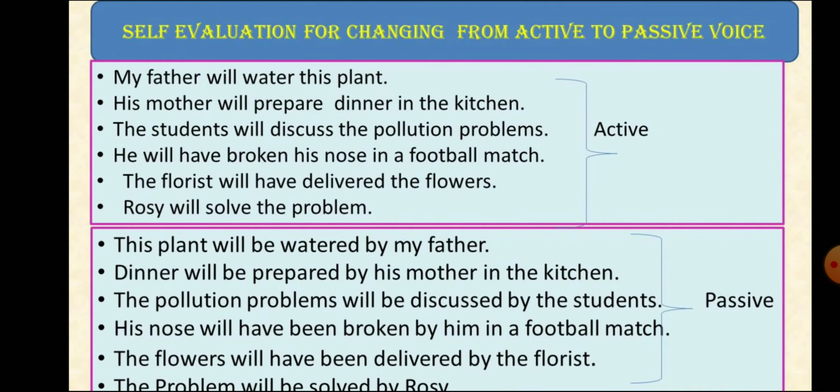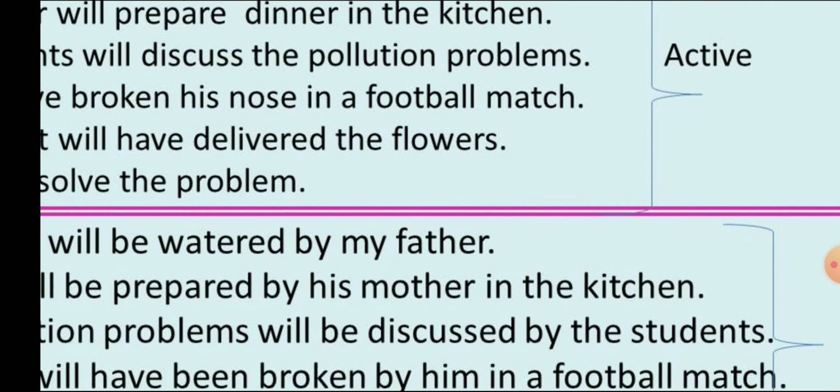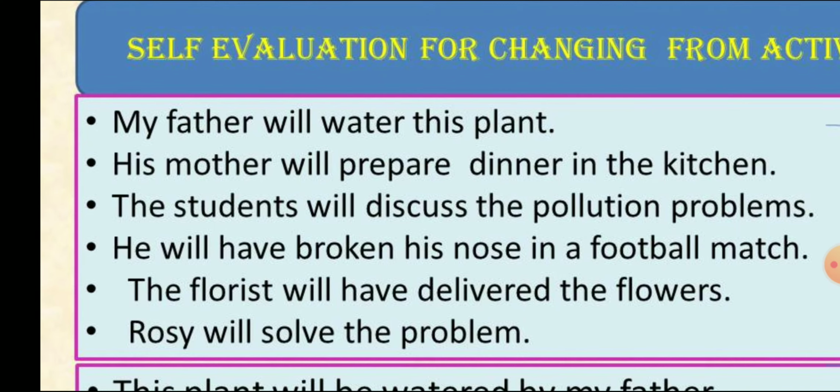Next, let us see self-evaluation for changing from active to passive. Just pause the video and read the question properly and answer it. My father will water this plant. Identify the subject and object. My father is subject and this plant is object. And in which tense is it? It is in simple future.